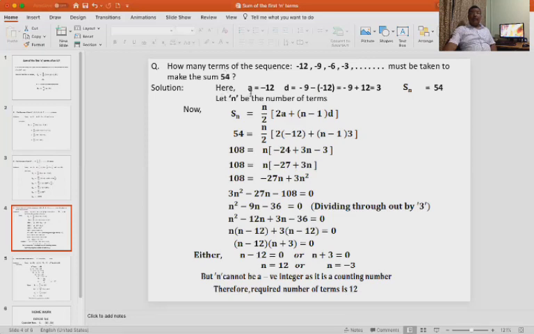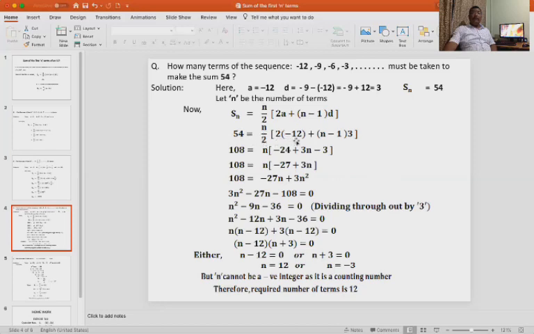So here your a, the first term, is minus 12. Your d, the second term minus the first term, that is minus 9 minus of minus 12. We'll have your minus 9, minus and minus is plus 12, so minus 9 plus 12 will be equal to 3. Now your Sn here, that means the sum, is given to be 54. Now we assume that n is the number of terms. Now Sn will be equal to n by 2 into 2a plus n minus 1 into d. Now your Sn here is given, so in place of Sn we write 54, which is equal to n by 2 into 2.